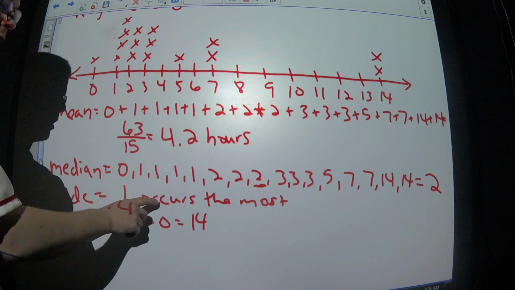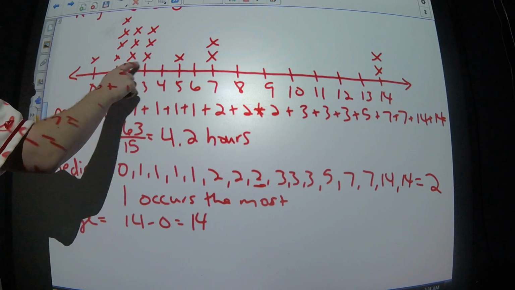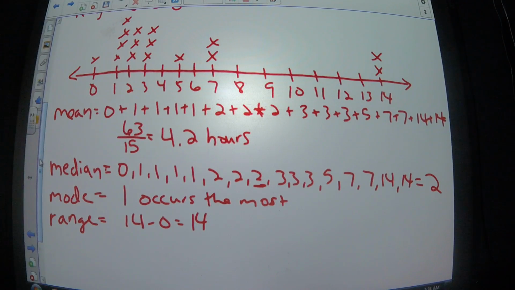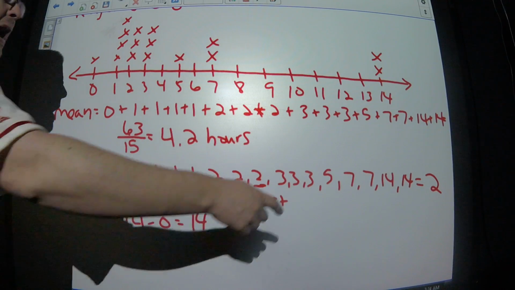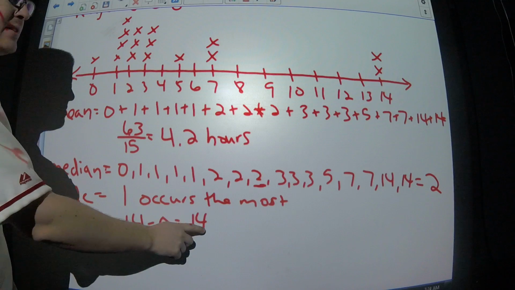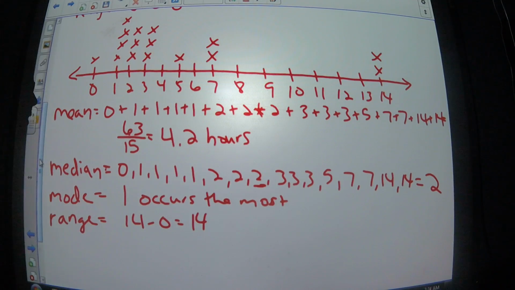Mode. 1 occurs the most, so you're looking at a line graph. I have 1, 2, 3, 4 pieces of data in 1. So 1 hour is the most frequently used piece of data, or most occurring. Okay. The range, my highest is 14, my lowest is 0. 14 minus 0 is 14. Okay. My range won't always be whatever my highest piece of data is. Remember, you have to take the highest minus the lowest to get it.